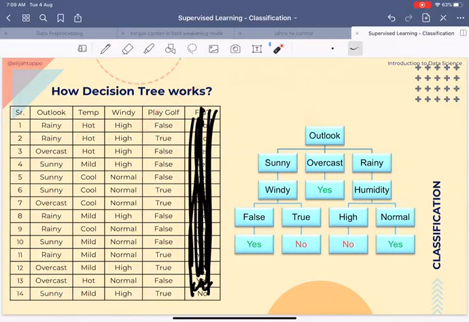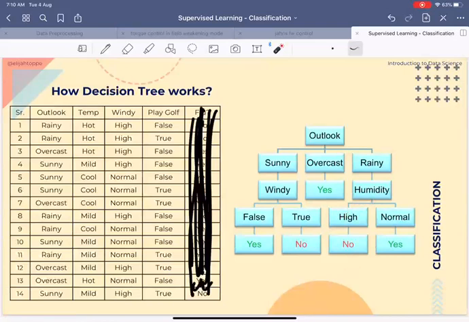Okay? So it says that we'll first check for the outlook. If the outlook is sunny, then next we'll check if it is windy or not. If windy is true, then we will not play golf. If windy is false, we will play golf. Similarly, if the outlook was overcast instead of sunny, then we'll directly go and play golf. In the third case, when the outlook is rainy, we'll check for humidity. If humidity is normal, we'll play golf. If humidity is high, we'll not play golf.